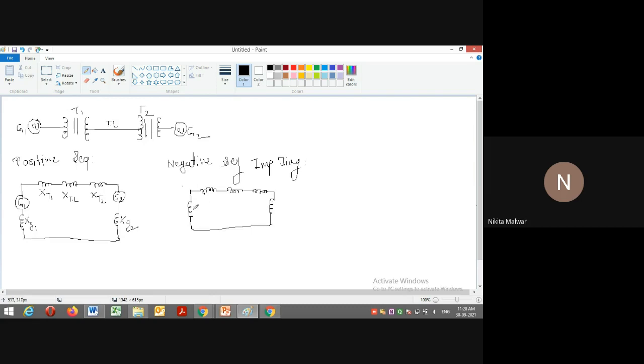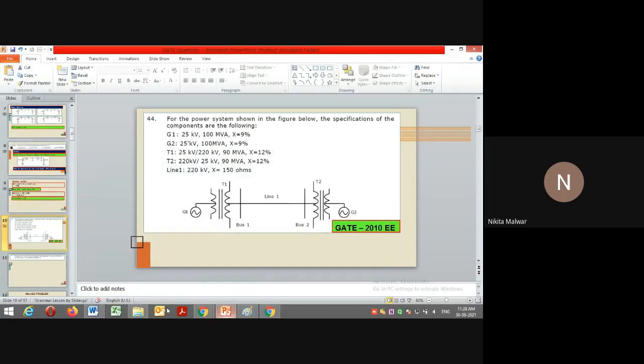Let us show Xg1, Xt1, Xtl, Xt2 and Xg2. Okay. So first is the positive sequence reactance diagram, and the next one is the negative sequence reactance diagram. Let's move towards the next question.